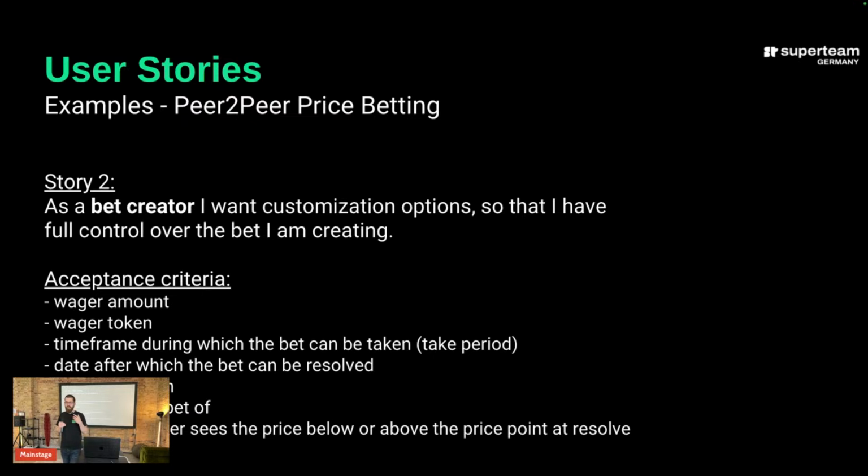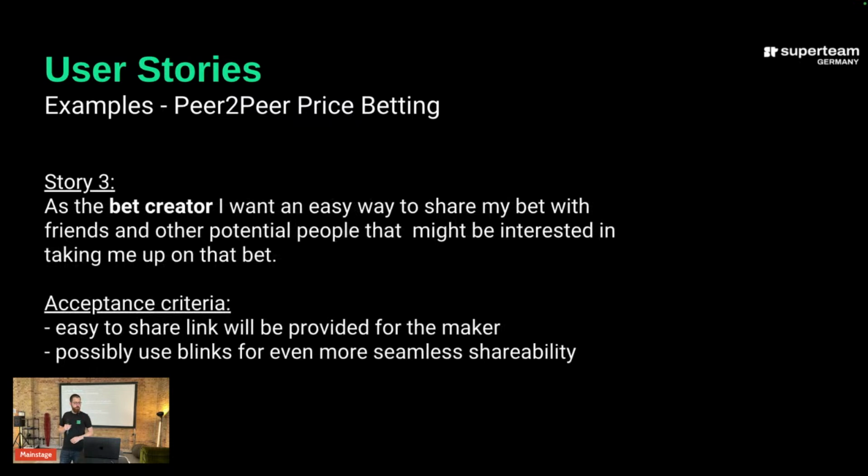Then, as the bet creator, I want customization options so that I have full control over the bet I'm creating. And there, under the acceptance criteria, I just listed what I think is interesting for the bet creator to be able to customize. And third, as the bet creator, I want an easy way to share my bet with friends and other potential people that might be interested in taking me up on that bet. And that's the part where I'm already thinking a bit in an implementation way, where I say, hey, maybe we could do links. So you get a link, you can share it everywhere, and ideally, the other person can accept that with just a simple click.